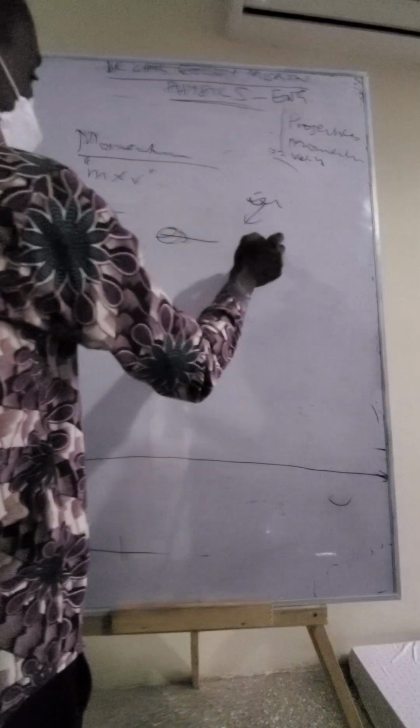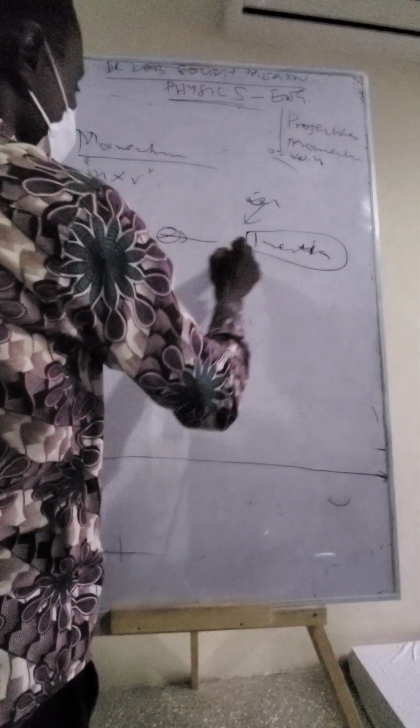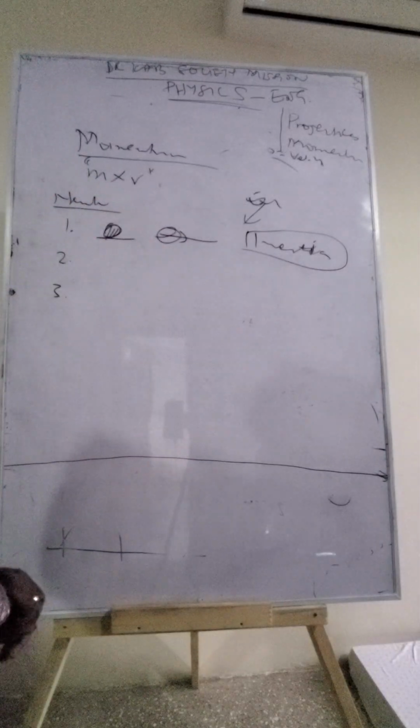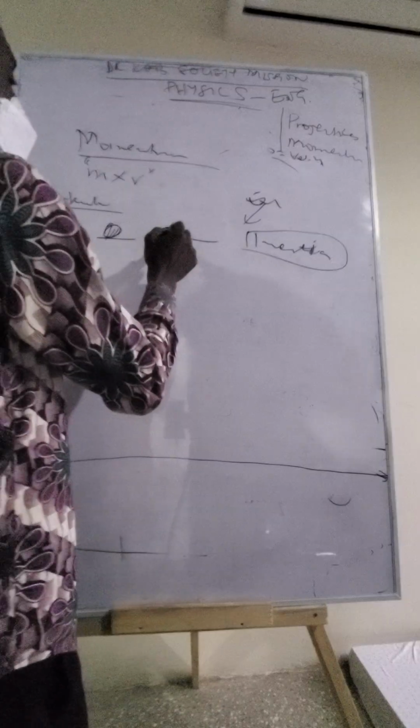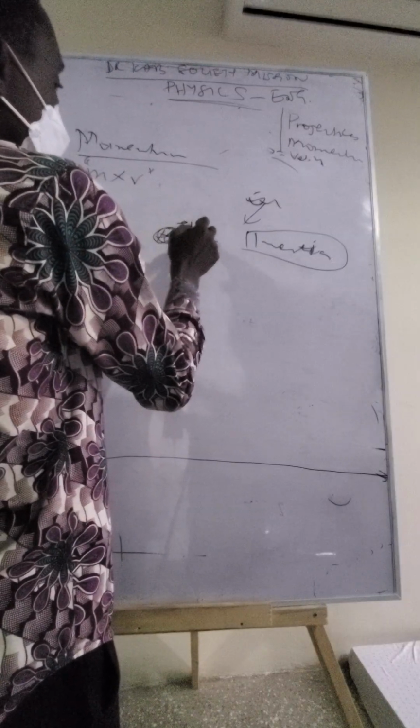So that is the inertia aspect of it. A body will remain at rest forever unless an external force acts on it. And if it is in motion, it will continue to be in motion in a straight line, unless an external force acts on it.